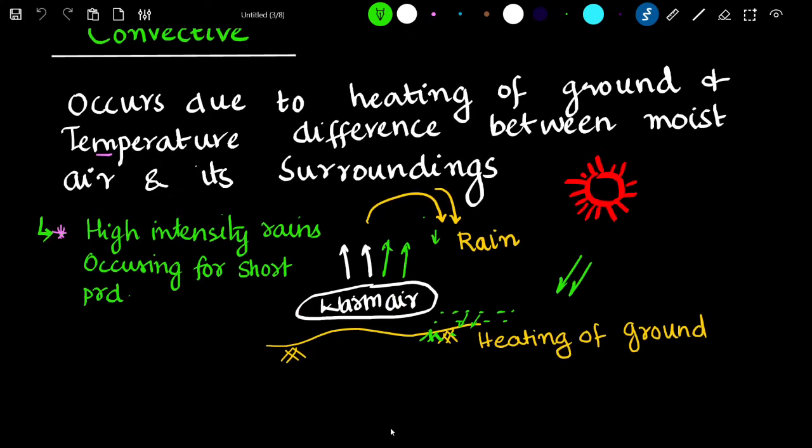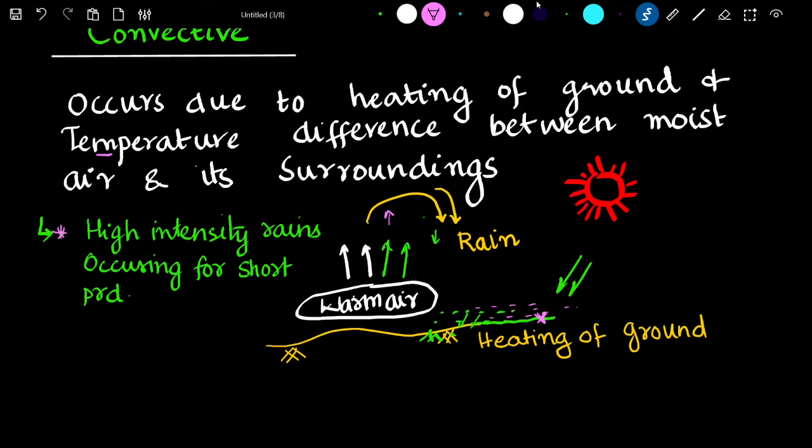It occurs due to heating of the ground and the temperature difference. For example, in the case of land, you know that the heating of the ground surface occurs. So the air parcel near the earth's surface will be warmer. So what happens to the warm air? It will rise up, right? Lifting of this warm air will cause it to cool down, and as a result the rainfall occurs.